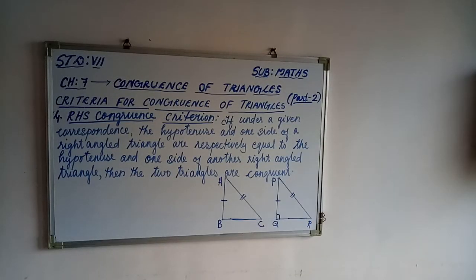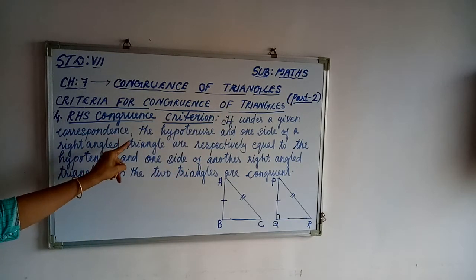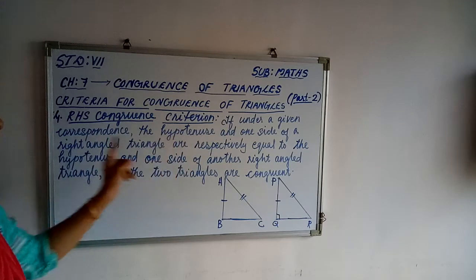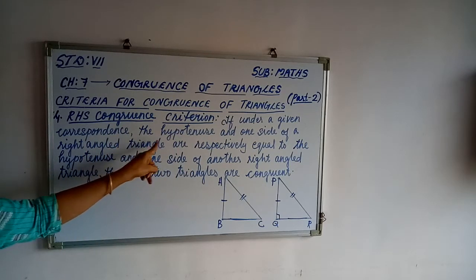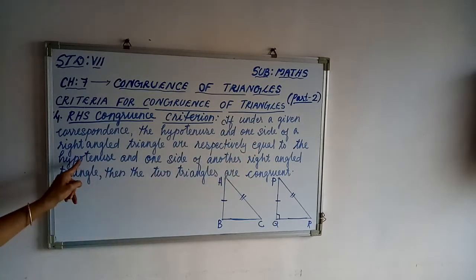Next is the congruence among right-angled triangles. That is the RHS Congruence Criterion. We can see what the RHS Congruence Criterion is. This is only for right-angled triangles. If under a given correspondence, the hypotenuse and one side of a right-angled triangle are respectively equal to the hypotenuse and one side of another right-angled triangle, then the two triangles are congruent. See the figure, you will understand it.